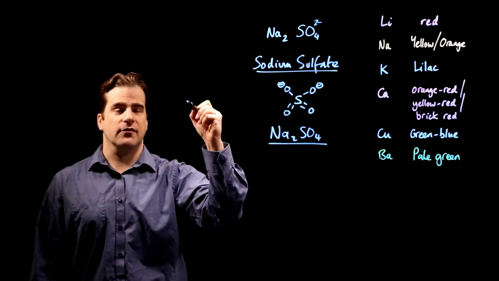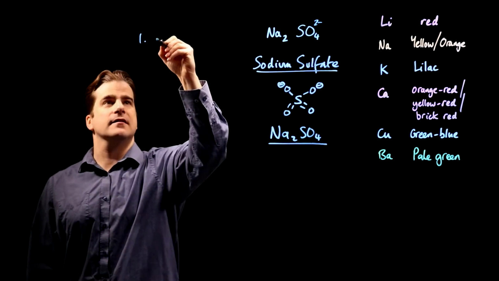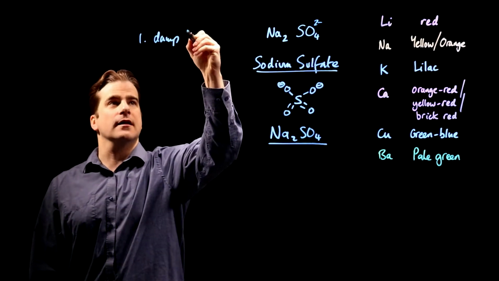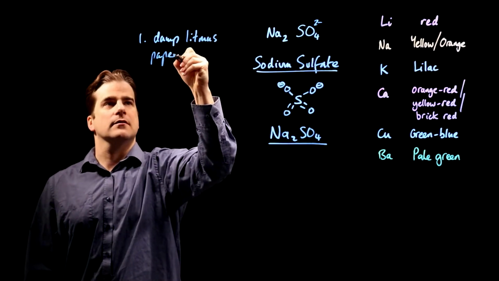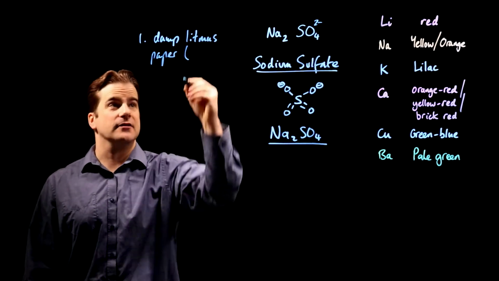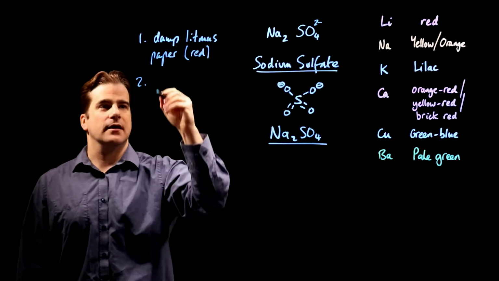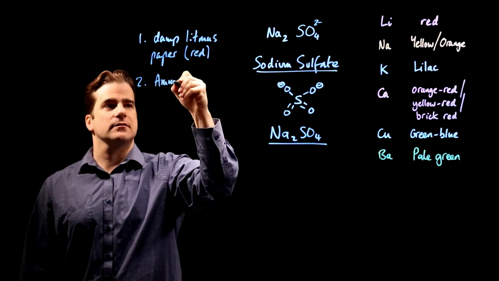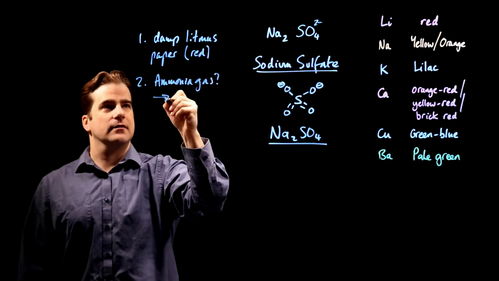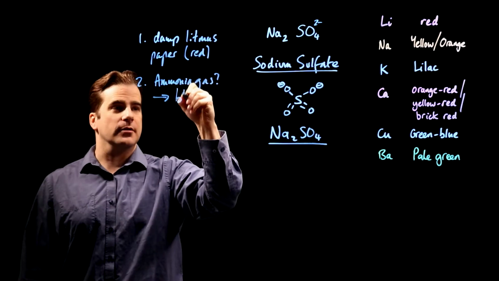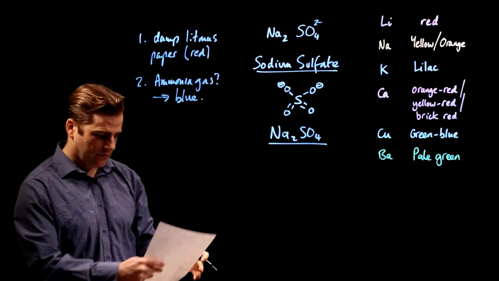So to test if the gas is ammonia, first thing you do is add damp litmus paper. Okay? And mention that damp litmus paper is red. Okay? Second mark, if it's ammonia gas, right, if that's present, then the litmus paper will turn blue. There you go, 2 marks. You've got to remember that. All right.